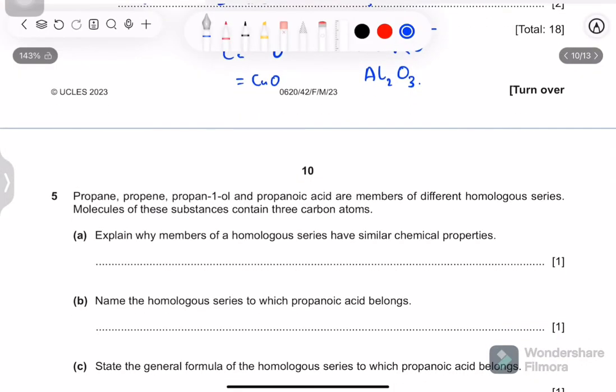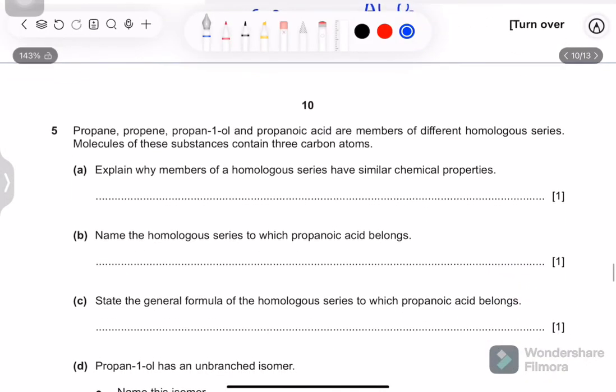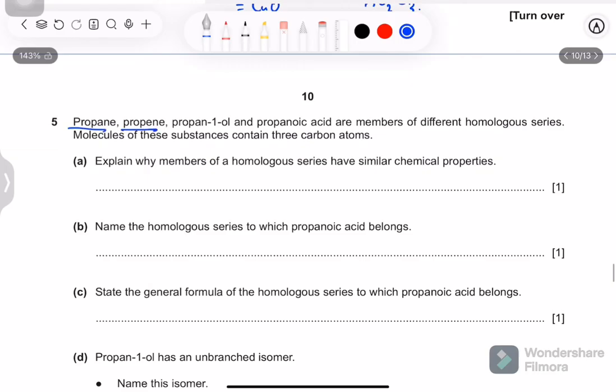Next, the organic portion starts from here. Propane, propan-1-ol and propanoic acid are members of different homologous series. Now we know the homologous series, we have 4 in our syllabus: alkane, alkene, carboxylic acids and alcohols. The homologous series have the same functional group, similar chemical properties. There is a specific trend of the melting and boiling point across them. Each member varies by a CH2 unit, and these are some of the features of a homologous series.